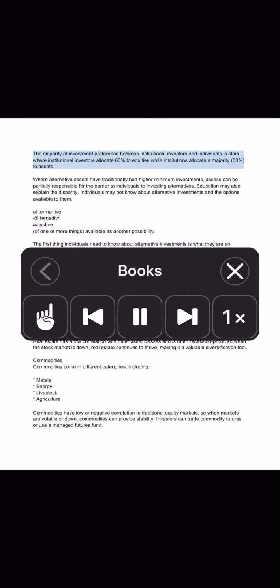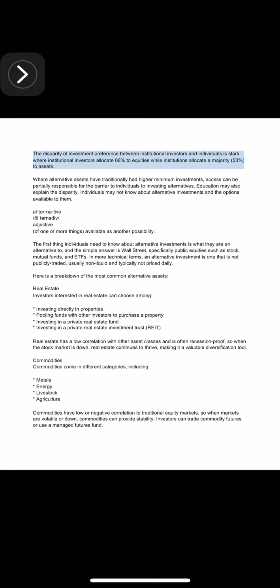The disparity of investment preference between institutional investors and individuals is stark, where institutional investors allocate 66% to equities while individuals allocate a majority, 53%, to equities. Where alternative assets have traditionally had higher minimum investments, access can be partially responsible for the barrier to individuals investing in alternatives. Education may also explain the disparity. Individuals may not know about alternative investments and the options available to them.